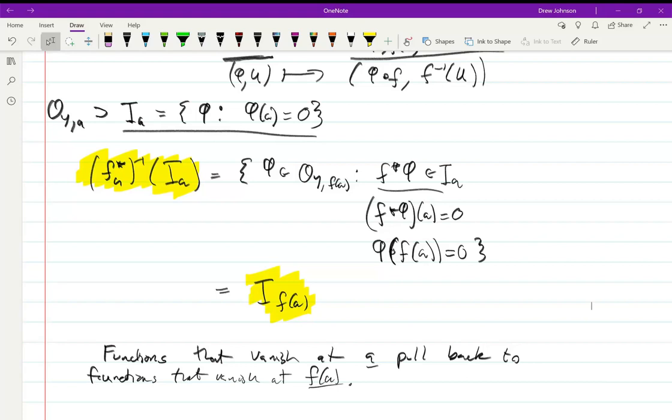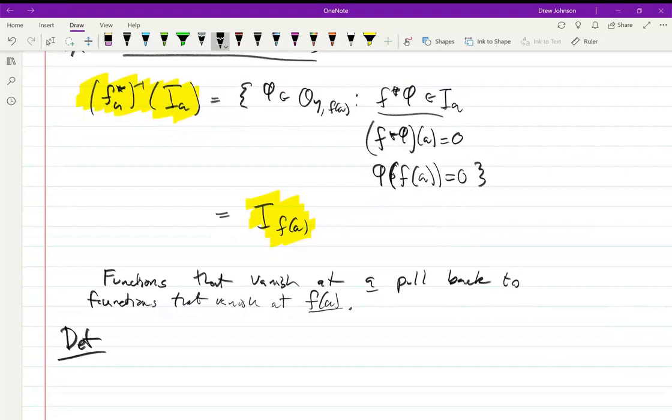Okay, and that's going to be one of the conditions we use for schemes. All right, so in order for a condition like this to make sense, we need to make sure that all the stalks are local rings. So here's the definition of a locally ringed space.